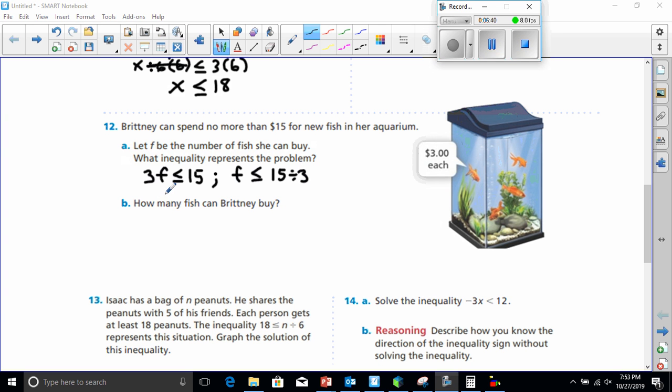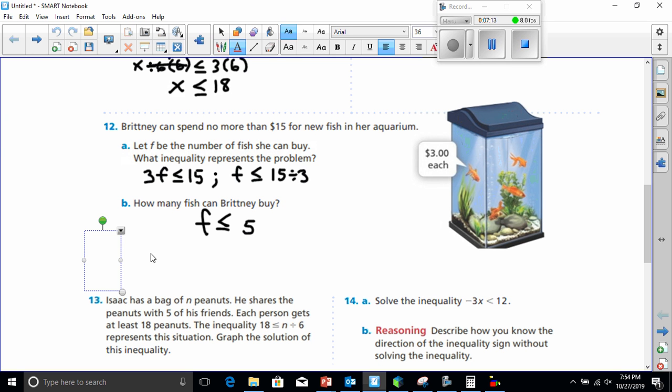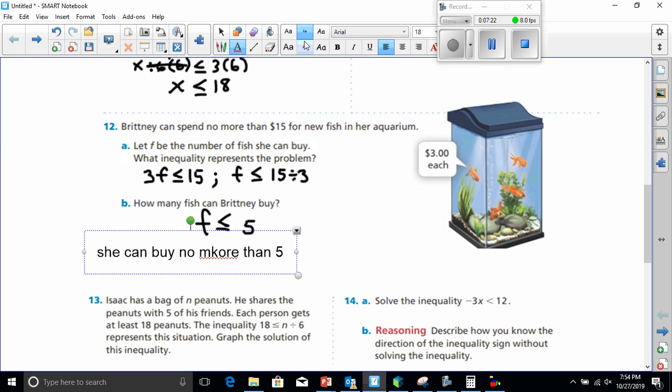And now the next part says, how many fish can Brittany buy? Well, if I solve this, 15 divided by 3 is 5. And I didn't have to flip anything because I didn't divide by a negative number. So she can buy no more than 5 fish, or 5 fish or less. So I would type in: she can buy no more than 5 fish.